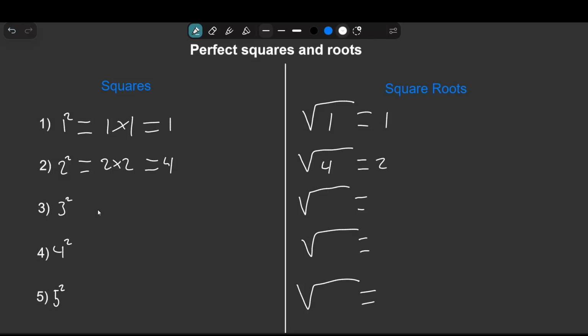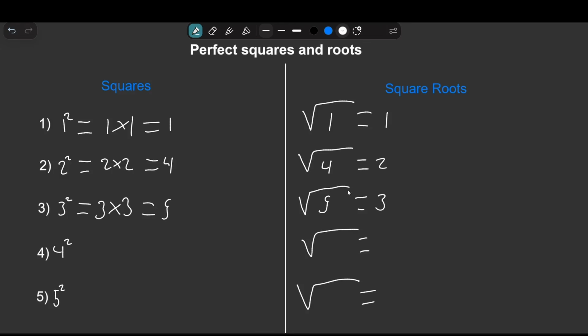So let's go over to the third one, where we have 3 squared. So we're going to do exactly the same thing. We are squaring the 3. We are going to do 3 times 3, which equals 9. Now, for the square root of 9, we need to think again what number times itself equals 9. And we just calculated it was 3.